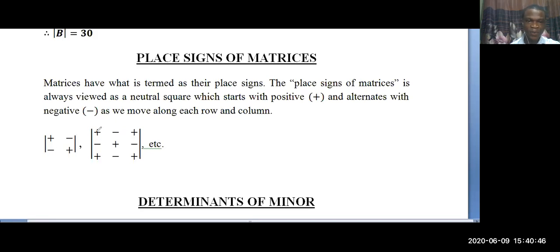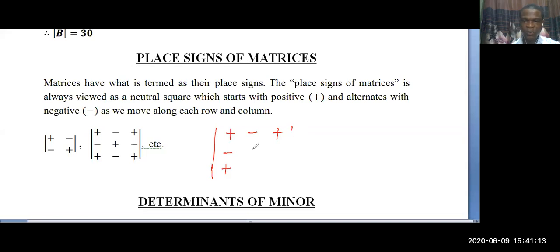If you start for a 3 by 3, you're going to have positive at the uppermost left hand corner. Then if you move along the row, negative, positive. If you come down the column, negative, positive. And of course, you balance up. For this 3 by 3 now, I start with positive, then I alternate negative and positive. And I now complete for the column. This is positive, alternate to negative and positive.